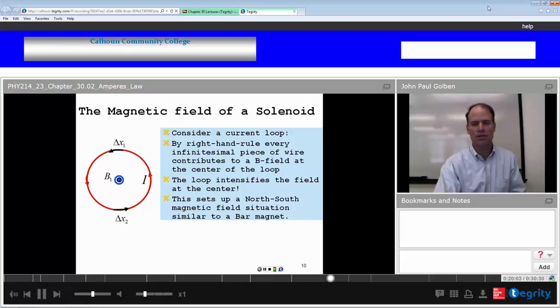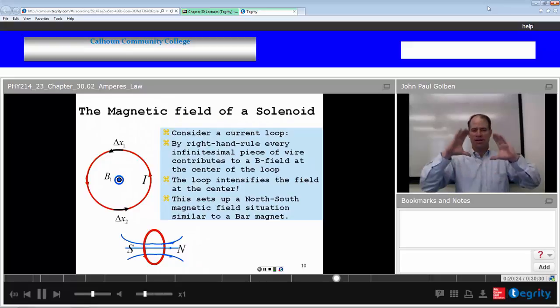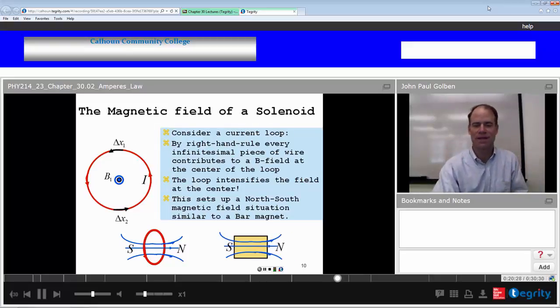So really the loop intensifies, and I have a situation where I have a loop, with the magnetic field going definitely in one direction, this way, and it's almost like a little magnet. If I think of it, I've got a magnet with a north pole and a south pole. North pole where the lines are coming out, and then coming in to the south pole. This current loop is a magnet, kind of like a bar magnet.